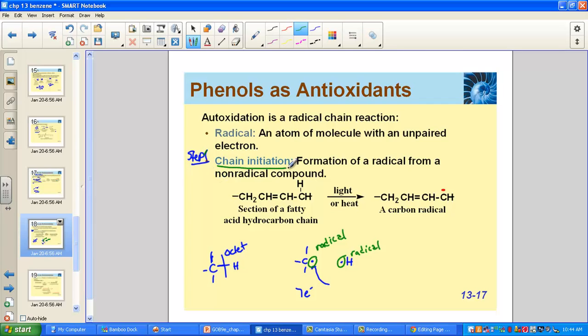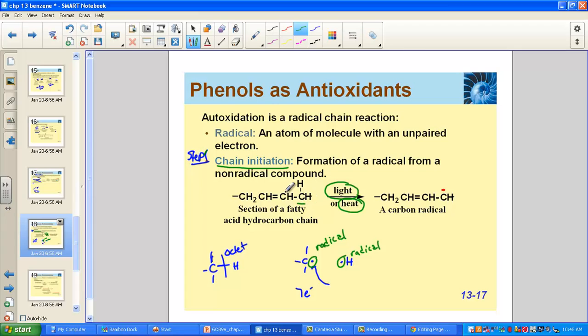To initiate a chain, and again this is a step-by-step process that occurs over and over and over again, creating very long chained molecules, we first have to create from a section of a fatty acid a site of attachment, known as a radical. The initiation is done by light or heat.